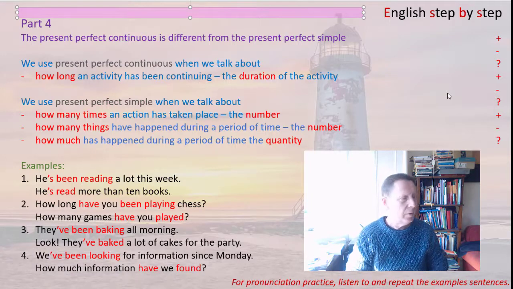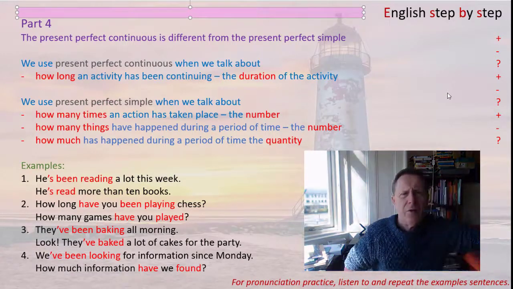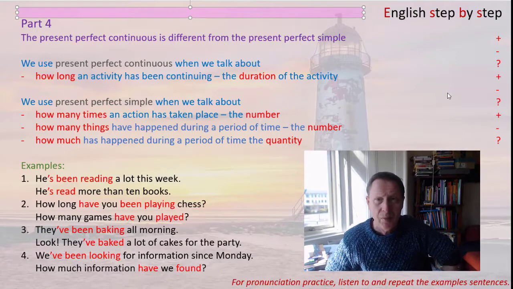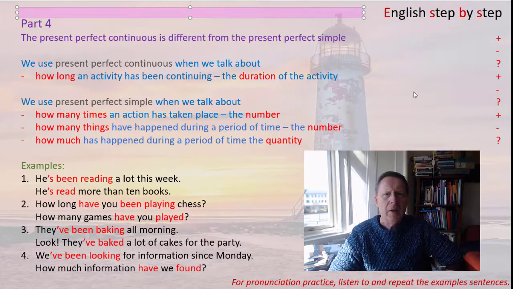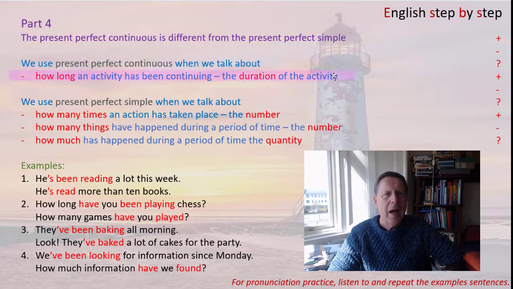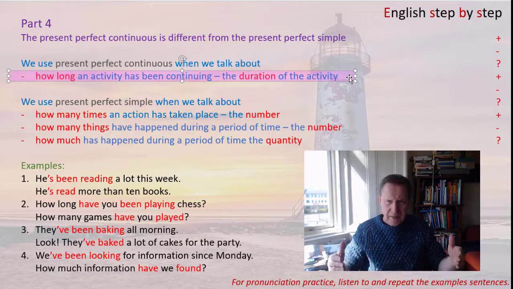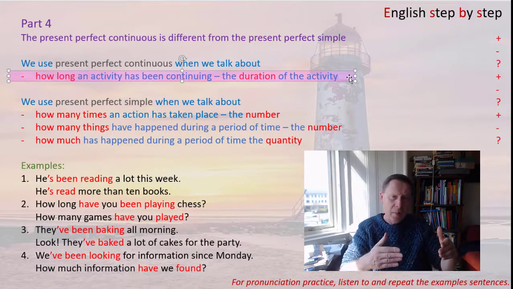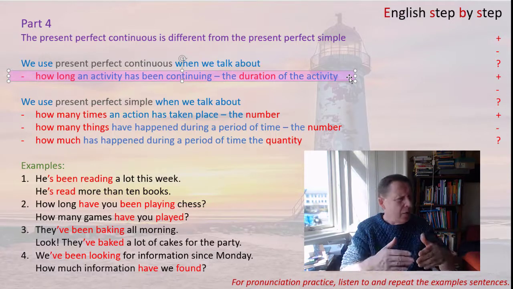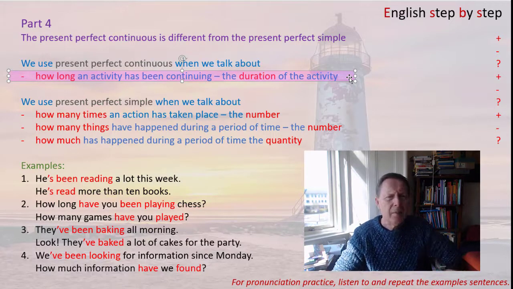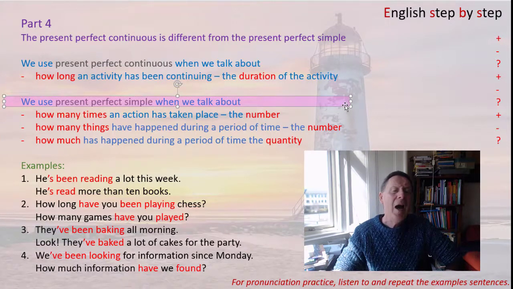So let's just look for the moment about some differences between the present perfect continuous and the present perfect simple. So we use present perfect continuous when we talk about how long an activity has been continuing. In other words, the duration of the activity. Because if you talk about a continuing activity, you're talking about the duration of time. Now we use present perfect simple when we talk about how many times an action has taken place. In other words, the number of times.